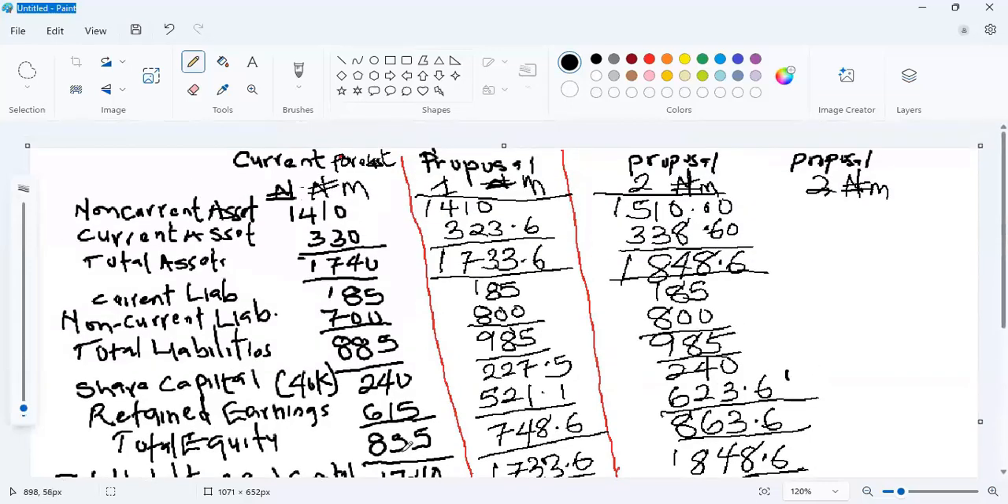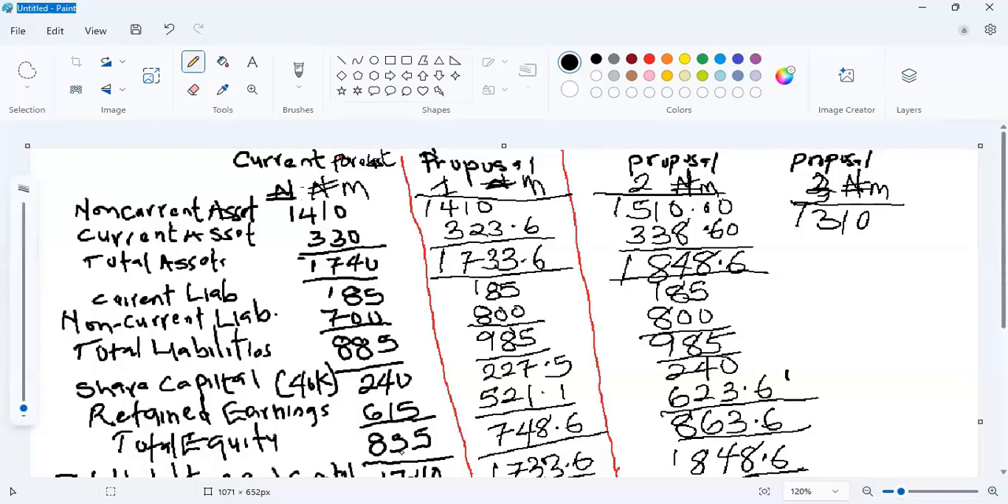Proposal 3. No time to waste here. Of course, we are going to sell our non-current asset that is worth 100 million. That means this non-current asset will reduce by 100 million. 1410 minus 100 million will give me 1310.